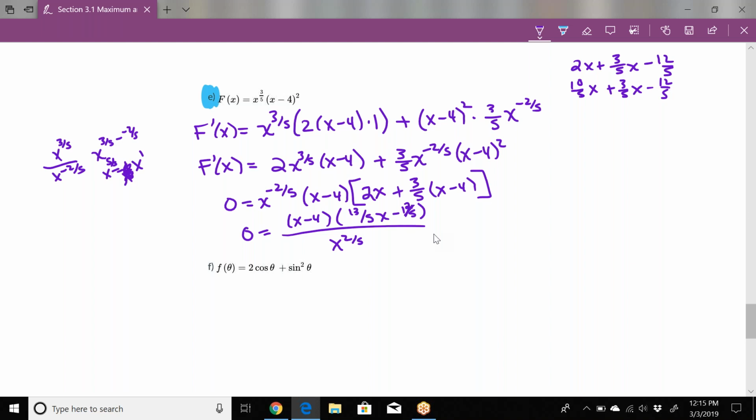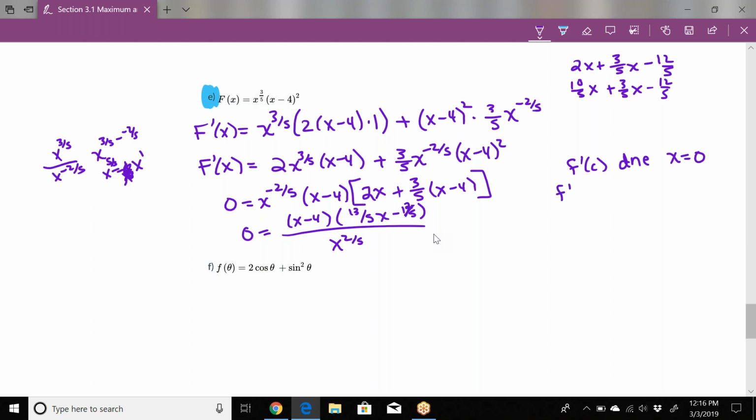But it's just as easy just to solve it as it is. So when you have a denominator in your derivative that has an x in it, you have to make sure that you also include critical numbers where the derivative does not exist. So that means in this denominator, f prime of c does not exist if x equals 0, because if we plug that in, that's going to make us divide by 0.